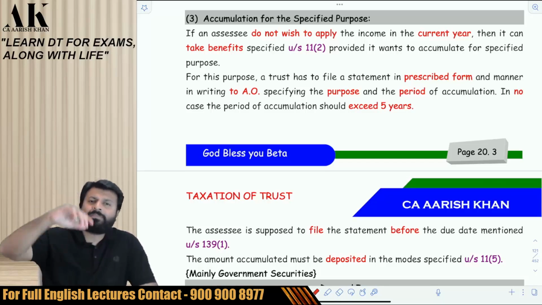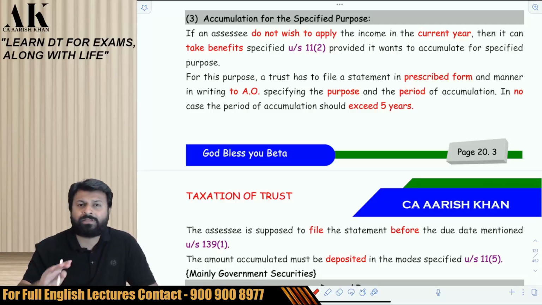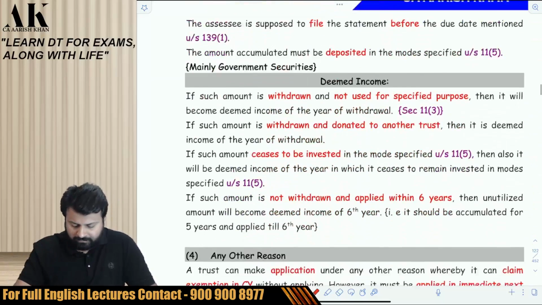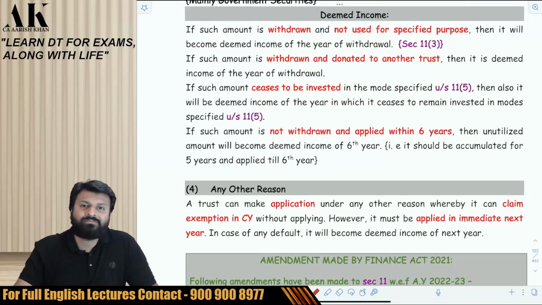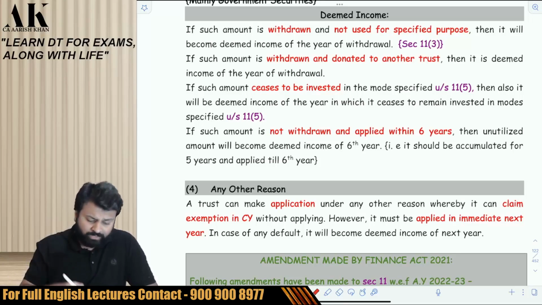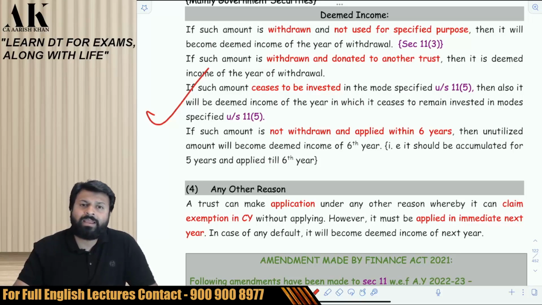Sir, can I withdraw that money in future years and apply for some other purpose? No, it will be deemed income. Sir, can I withdraw that money and give donation to somebody else? No, it will be deemed income. You have to withdraw that and apply for the specified purpose which I have mentioned earlier. Otherwise, it will be deemed income. Okay. And if you do not apply till the 6th year, it will be deemed income of the 6th year.